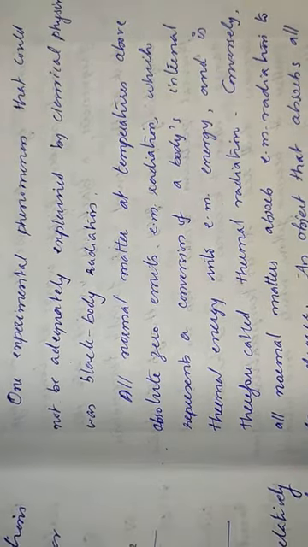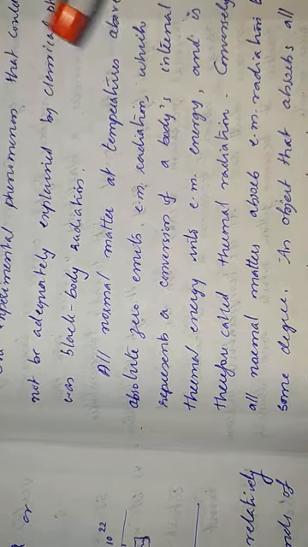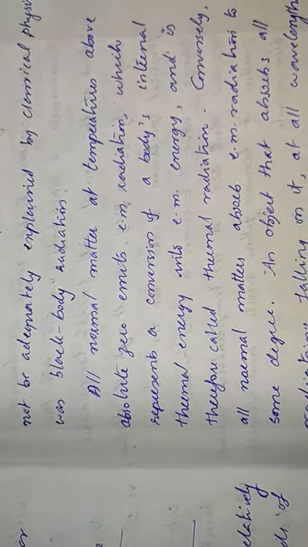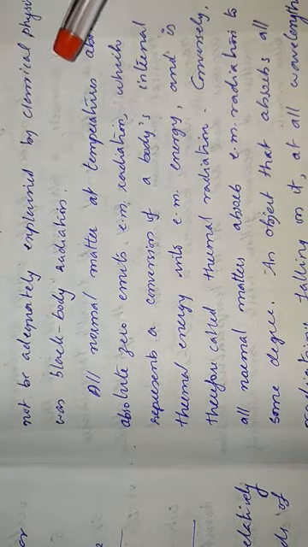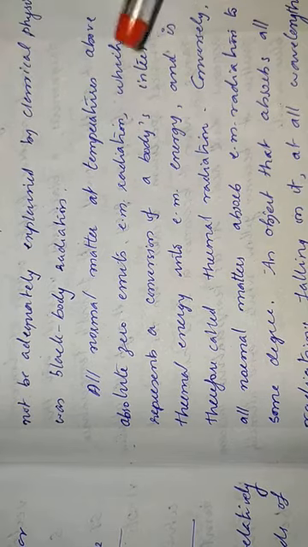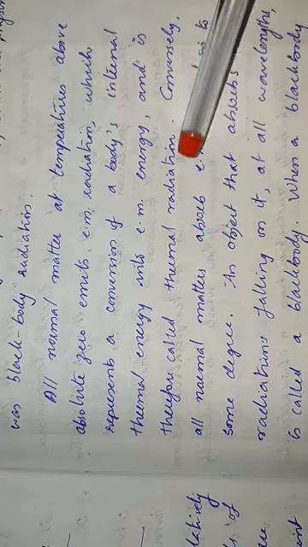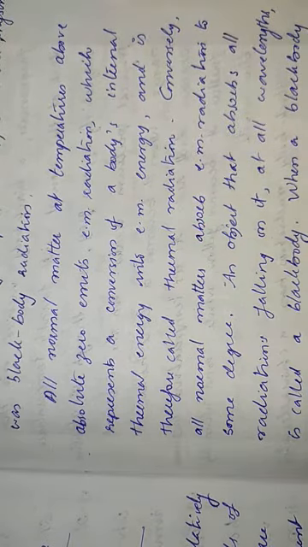So what happens when a body heats or its temperature rises from a normal room temperature? The body absorbs heat energy, or its internal thermal energy increases, and this energy is converted into electromagnetic energy, and this electromagnetic energy is emitted as radiation. This is what happens when a body is heated above absolute zero. Conversely, we can say all normal matter absorbs electromagnetic radiation to some degree.